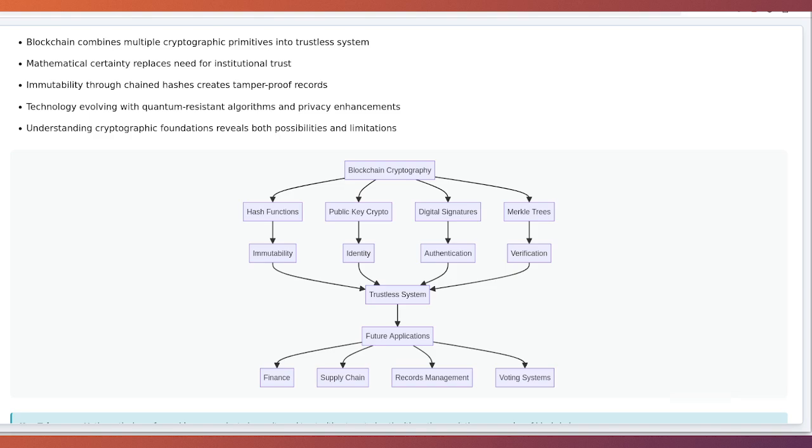The immutability created by chaining cryptographic hashes makes blockchain an ideal technology not just for cryptocurrency, but for any application requiring an auditable permanent record: supply chain tracking, medical records, property titles, voting systems, and more. As blockchain technology matures, we'll likely see improvements in efficiency, privacy features like zero-knowledge proofs that allow proving facts without revealing data, and eventually quantum-resistant cryptography.